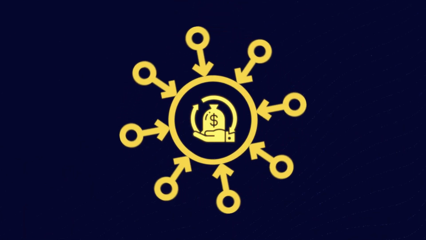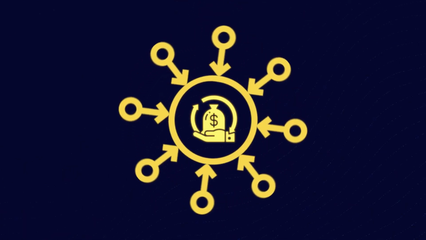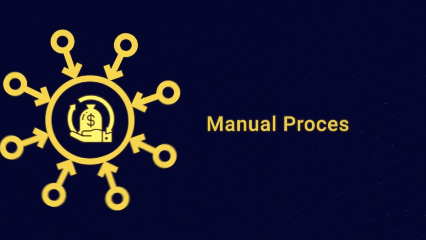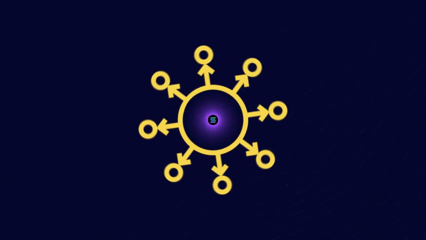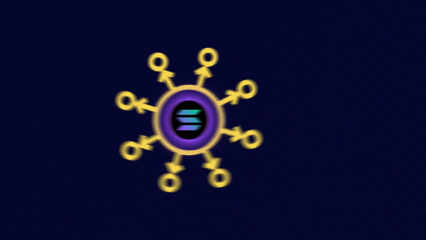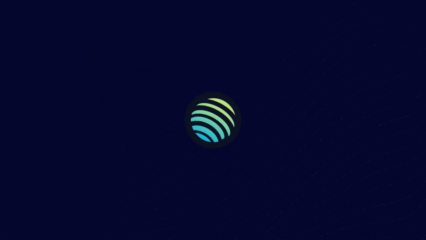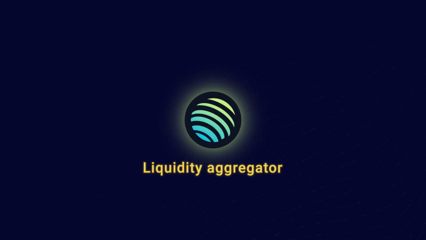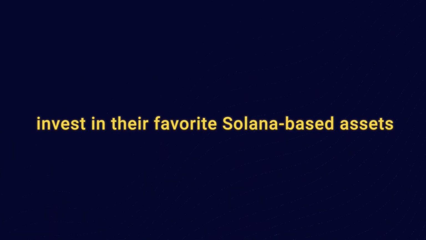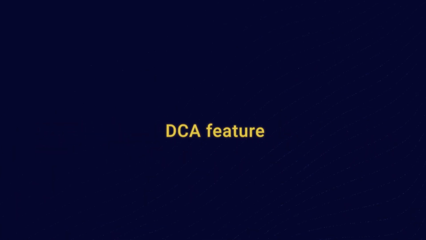Now, while this strategy is most commonly applicable only on centralized exchanges and is a manual process for the most part, there is a decentralized solution on the Solana blockchain that offers an even better experience. Meet Jupiter, a leading liquidity aggregator on Solana with a wide variety of amazing tools including DCA. With Jupiter, anyone can now invest in their favorite Solana-based assets with its native DCA feature and make the most out of their capital with just a few clicks.